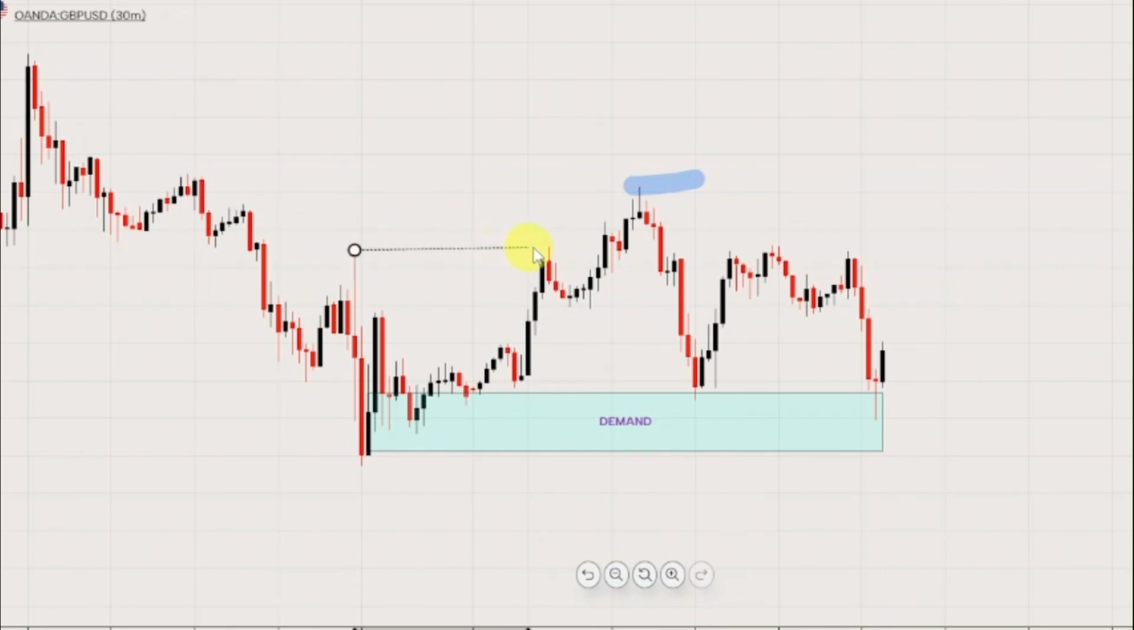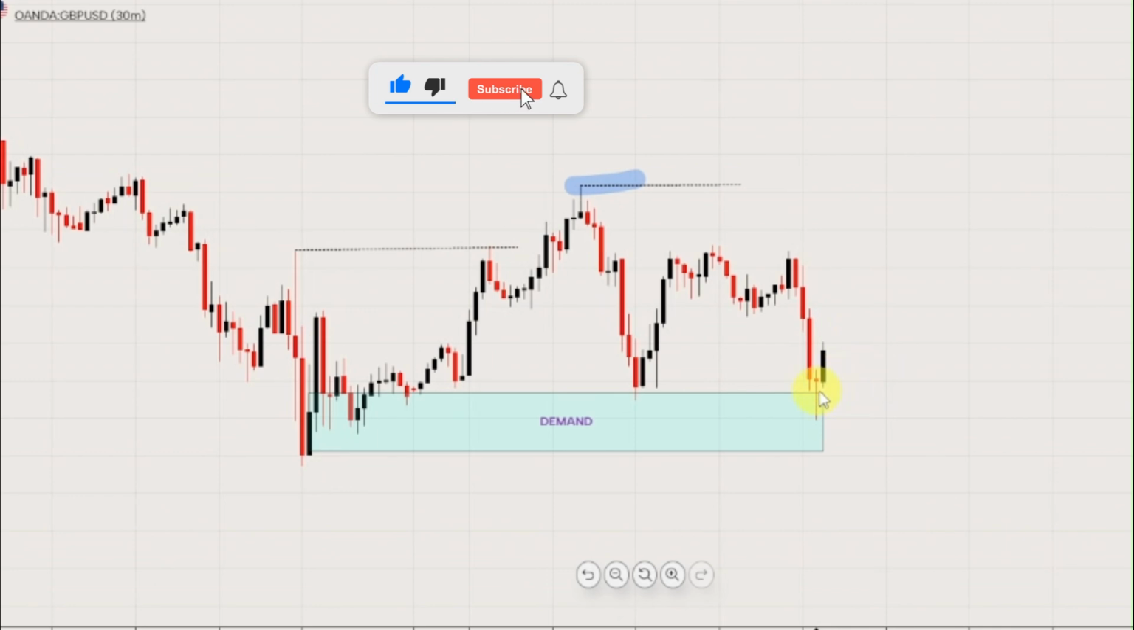So price changed character around this area here, you can see. So we're expecting price to come and tap into this demand zone and push to the upside and break this high here. That is what we're expecting this demand zone to do. And what happens? We saw price tap into the zone, behaving like it was trying to push up. Let's see if price will push from here to the upside or it will break the zone.